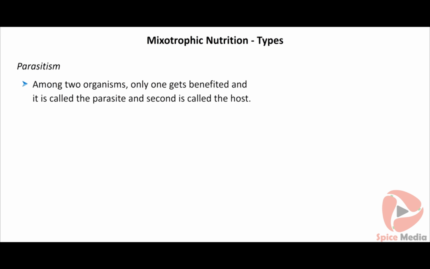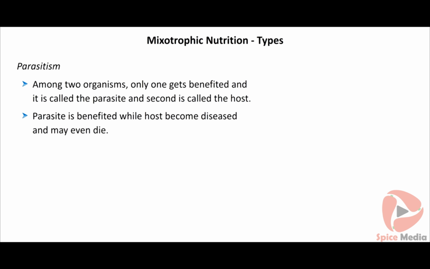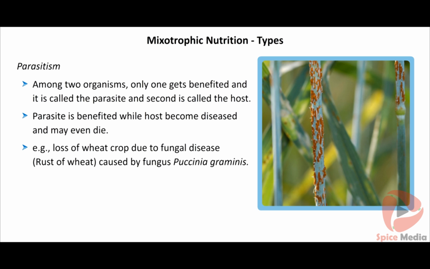Parasitism. It is an association between two organisms in which only one organism gets benefited, and it is called the parasite, and the second is called the host. In this type of association, the parasite is benefited, while the host becomes diseased and may even die. For example, loss of wheat crop due to fungal disease called rust of wheat caused by the fungus Puccinia graminis.